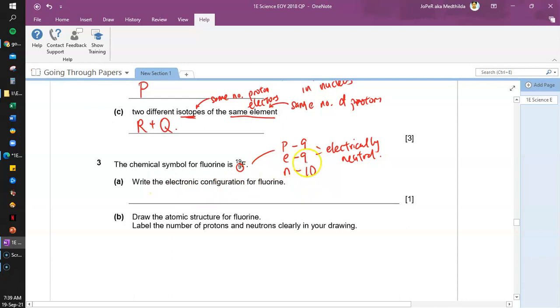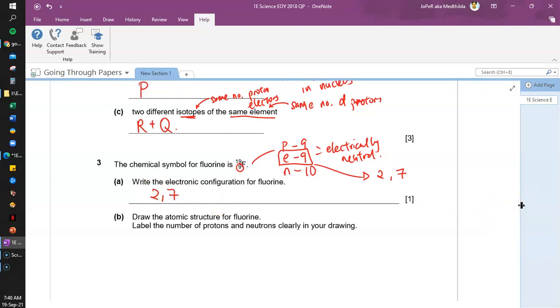To find out the electronic configuration, your focus will just be on the 9 electrons. Take note, electrons are arranged in shells. The first shell can hold 2, subsequent shells can hold 8. So the first shell holds 2 electrons, and I'm left with 7 more, because 9 minus 2 leaves 7. All 7 will be able to fit into the second shell. Therefore, the electronic configuration for fluorine is 2, 7.